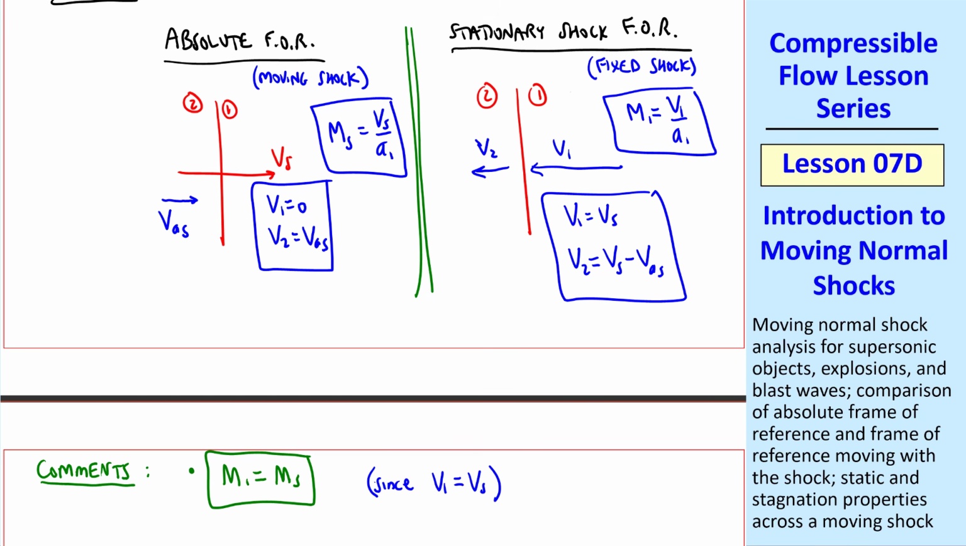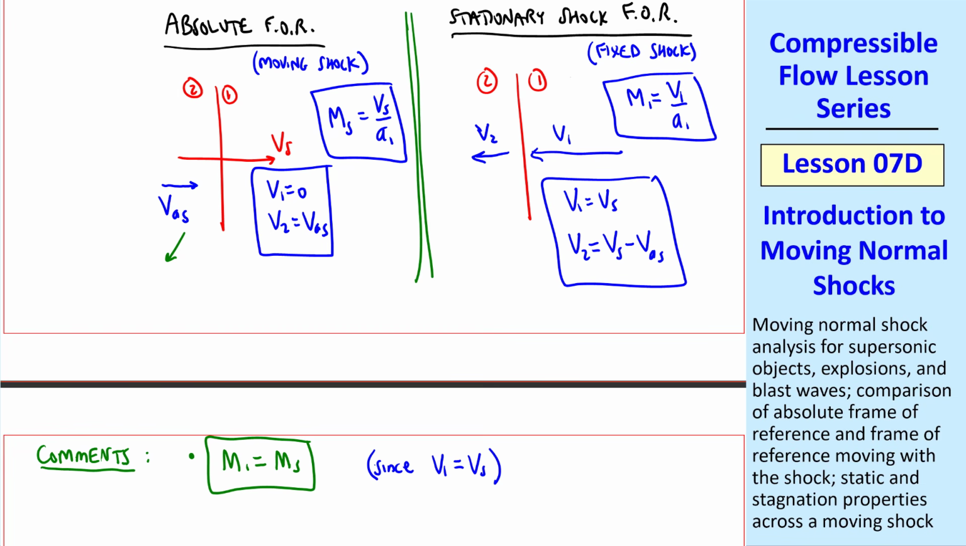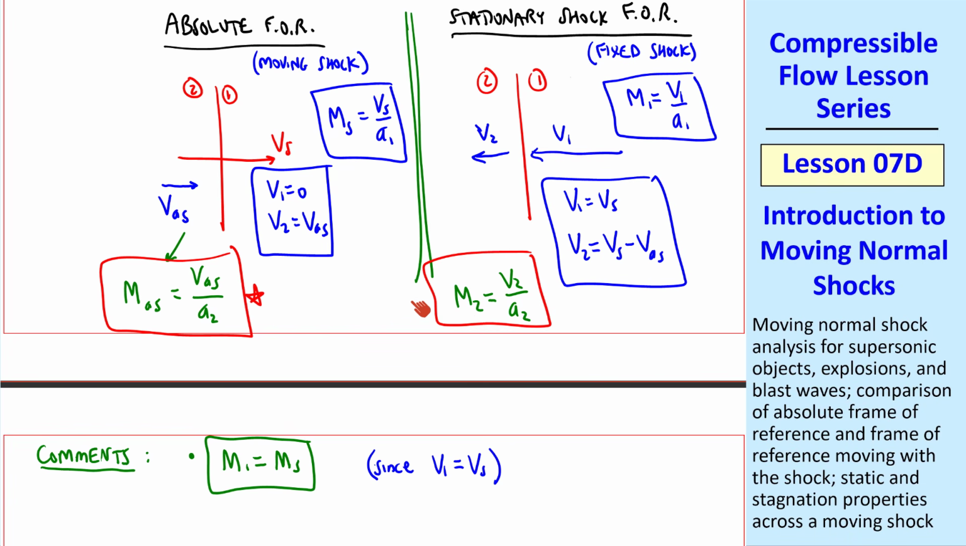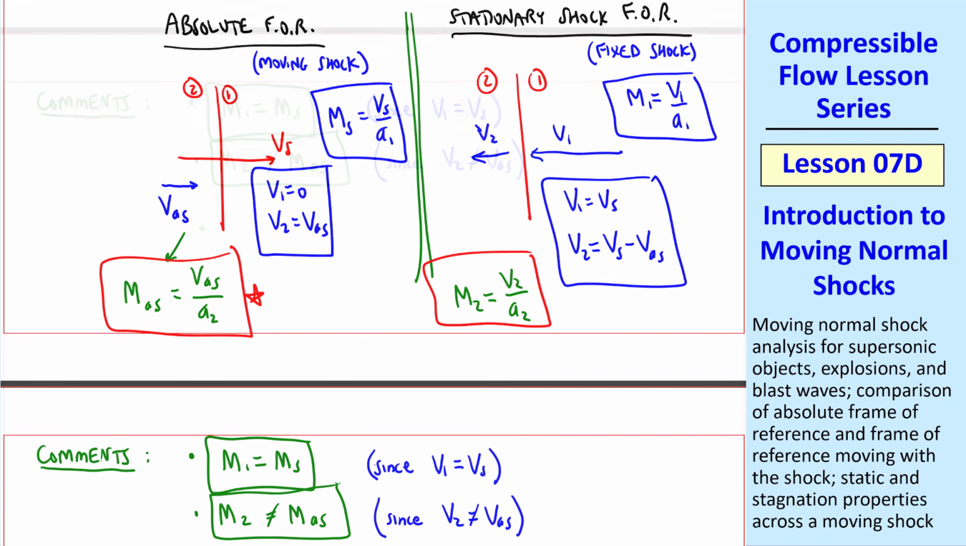What about M2? In the absolute frame of reference, we'll call this MAS the Mach number after the shock, and we'll define it as VAS over A2, whereas in the stationary shock frame of reference, we define M2 in the usual way as V2 over A2. Comparing these two, since V2 and VAS are not equal, M2 does not equal MAS.